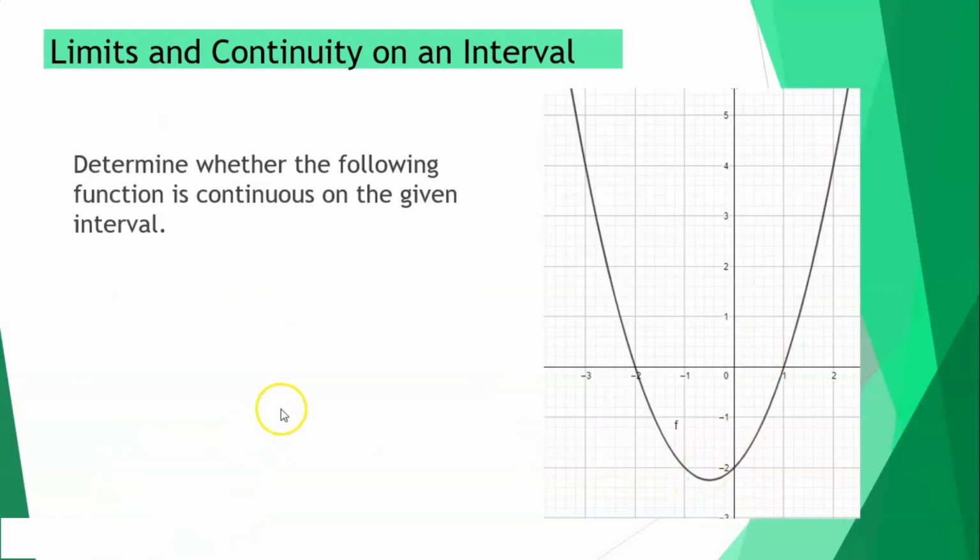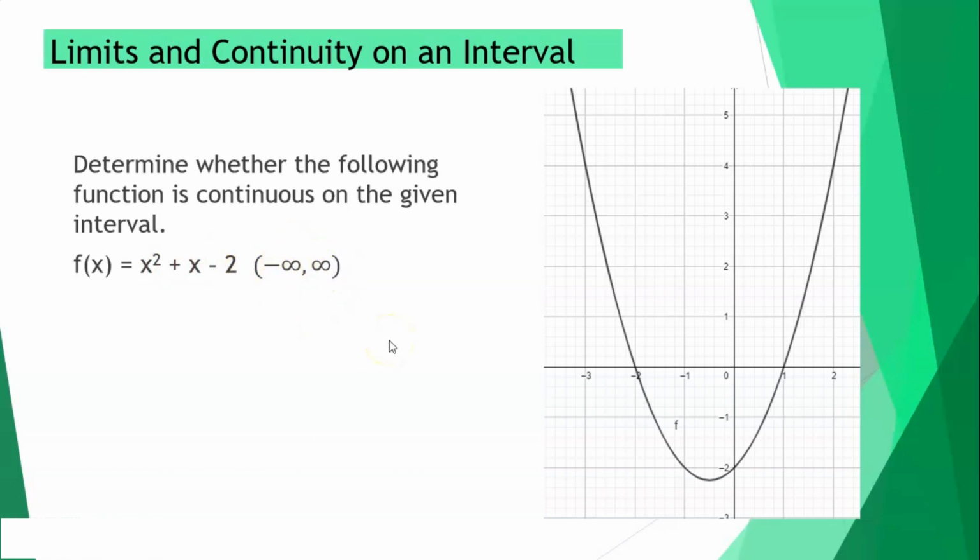Okay, now determine whether the following function is continuous on the given interval. So, take note, this is x squared plus x minus 2 from negative infinity until positive infinity.